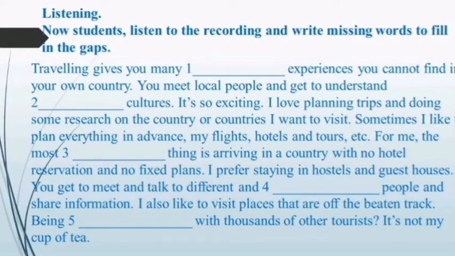Listenaminute.com. Travel. Traveling gives you many wonderful experiences you cannot find in your own country. You meet local people and get to understand different cultures. It's so exciting. I love planning trips and doing some research on the country or countries I want to visit. Sometimes I like to plan everything in advance, my flights, hotels and tours, etc. For me, the most exciting thing is arriving in a country with no hotel reservation and no fixed plans. I prefer staying in hostels and guest houses. You get to meet and talk to different and interesting people and share information. I also like to visit places that are off the beaten track. Being somewhere with thousands of other tourists is not my cup of tea.